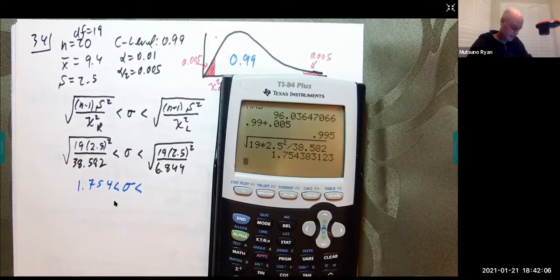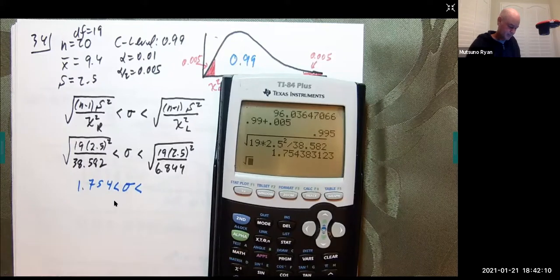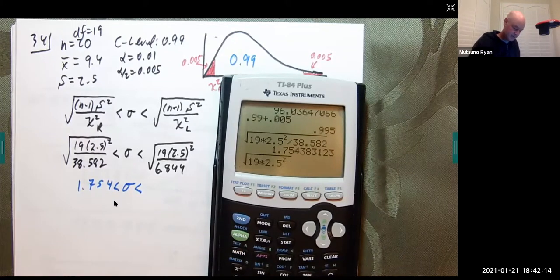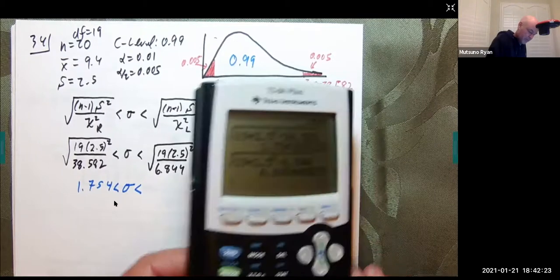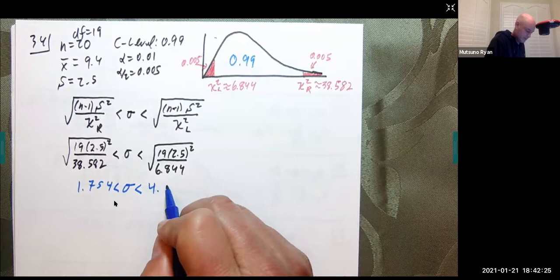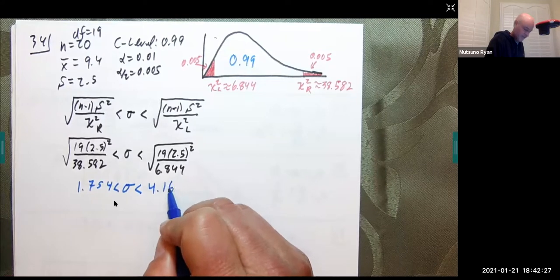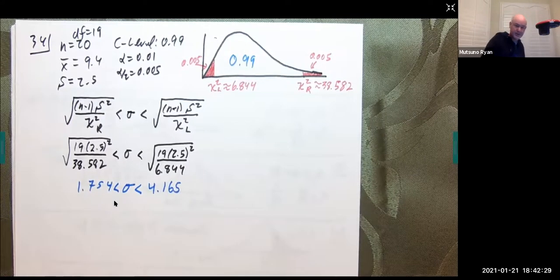And then we have the radical of 19 times 2.5 squared divided by 6.844. We get 4.165. There's our confidence interval.